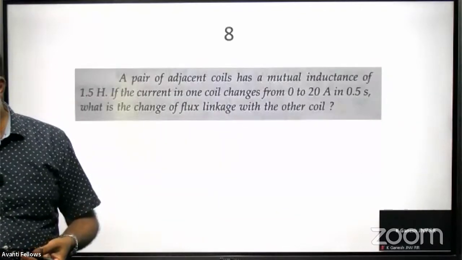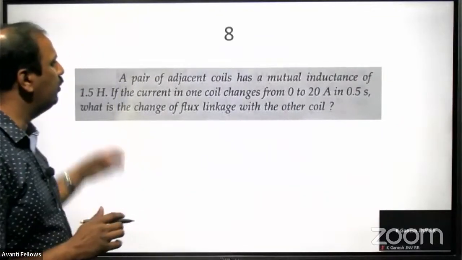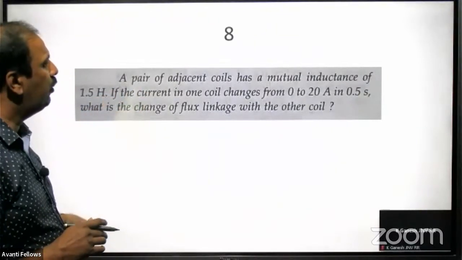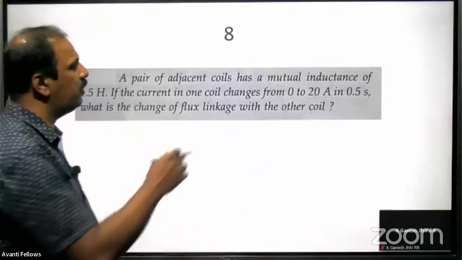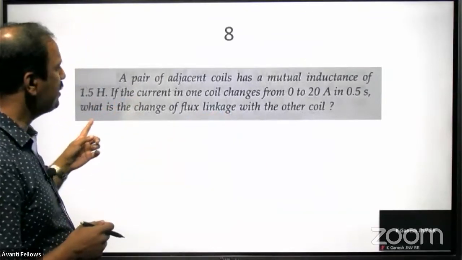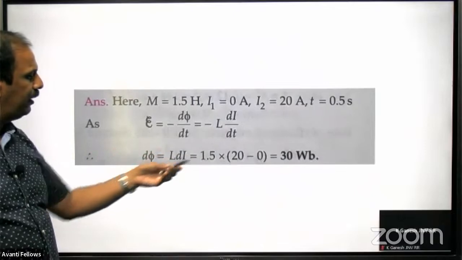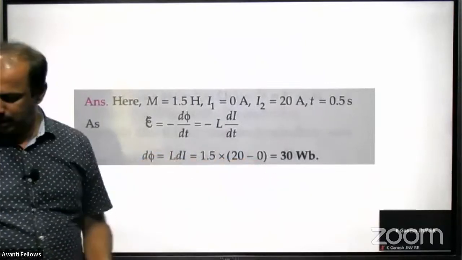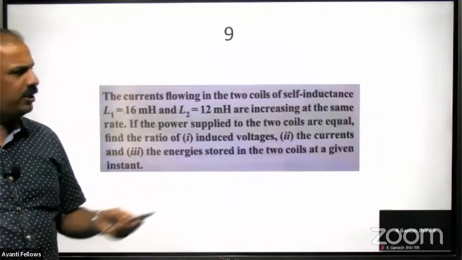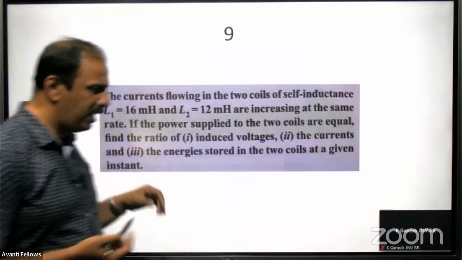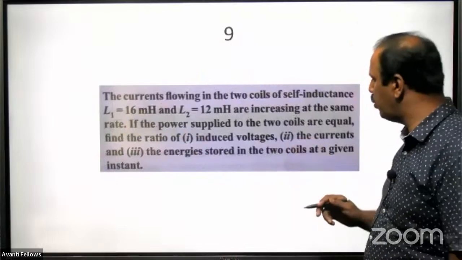Now, this one is also the same. You can do it yourself. A pair of adjacent coils of mutual inductance 0.5 Henry. If the current in one coil changes from 0 to 2 ampere in 0.1 second, what is the change in flux linked with the other coil? No need of any explanation, I think. Same calculation. The reason I am giving the same type of question is that these are from different years, so the same type of questions come many times, with only minor differences. Now we will go for another question.